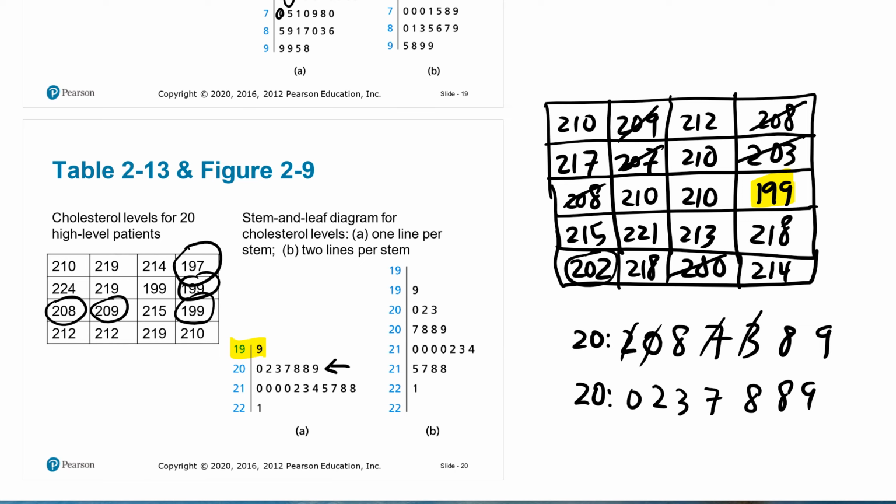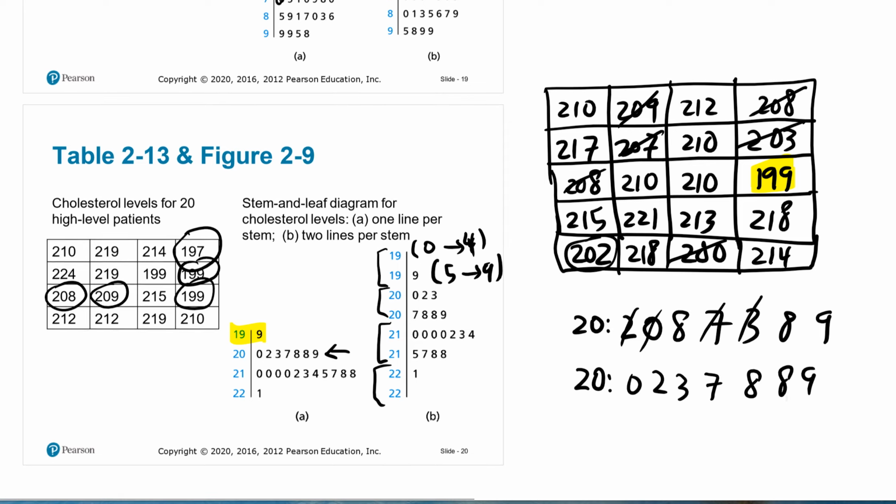We can do 2 lines per stem. That means we can take the 19. Notice how we did 2 19s, 2 20s, 2 21s, 2 22s. And how we choose the numbers for each one of them. The first number can go from 0 to 4. So anything between 0 to 4 goes in here, and anything from 5 to 9 goes in there. And since it was 199, that's why we put it there.